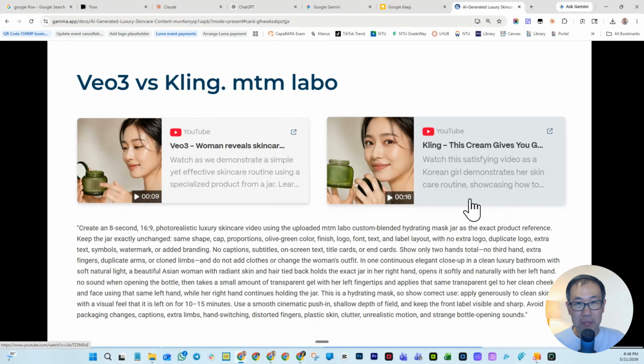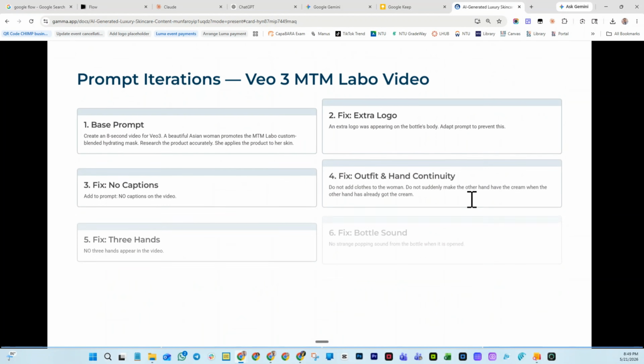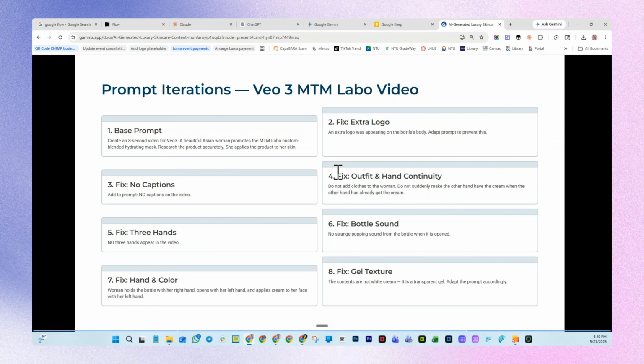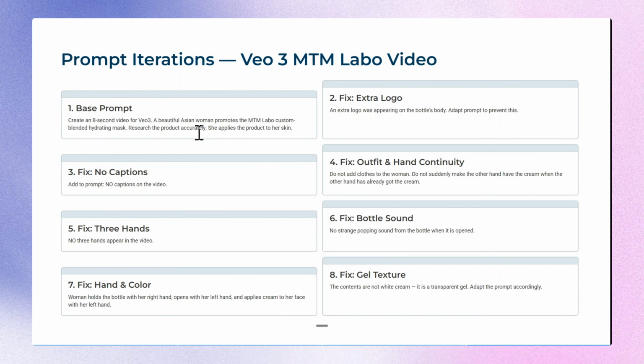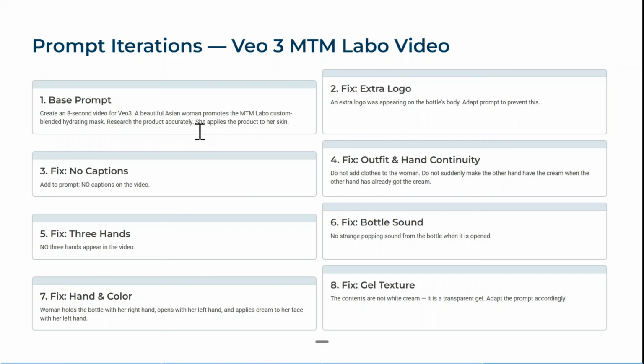Now, the thing to remember is that in prompting, it's very seldom you get success with the first try. You have to keep doing it iteratively over and over again. And that's what I did before I got this prompt. I put it into VEO. It had a lot of weird stuff. Base prompt, 8-second video, beautiful Asian woman. And then funny logos came on the bottle.